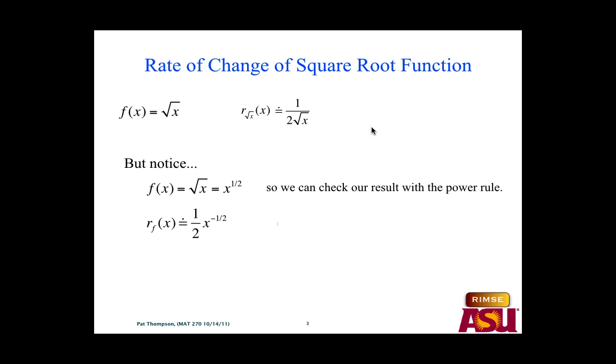And more fun with algebra rewriting, 1 over 2 times the square root of x is equivalent to 1/2 times x to the negative 1/2. Remember that negative exponents are ways that you can indicate factors in a denominator rather than writing them in the denominator. So this is equivalent to that. And so using power rule or this rate of change formulation from scratch, we get the same result. You can think of it either way. You're always welcome to rewrite radicals with fractional exponents and use power rule.